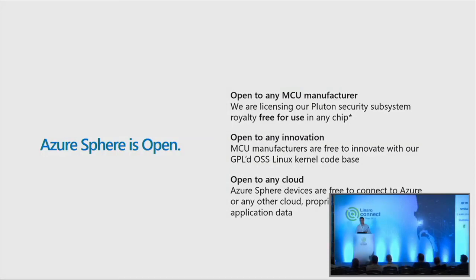So, last, we'll just reemphasize this in terms of our desire to be open. We're licensing the Pluton security subsystem royalty-free for use in any chip for anyone who wants to produce one. We're open to innovation in terms of MCU manufacturers, and we're eventually looking to get to the point where we're taking contributions with the Linux kernel, and open to any cloud. So although we think there's a great better together story with Azure IoT, these devices connect to any cloud after they attest to Azure Sphere and then can start to communicate.